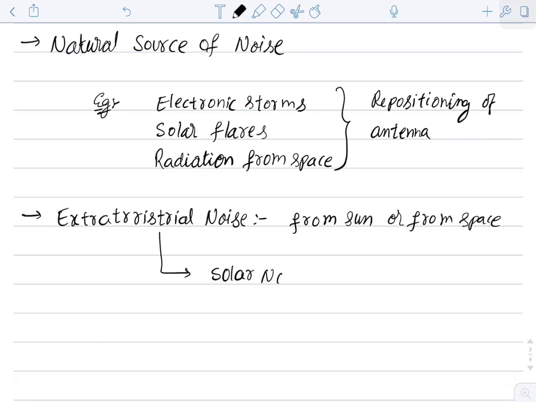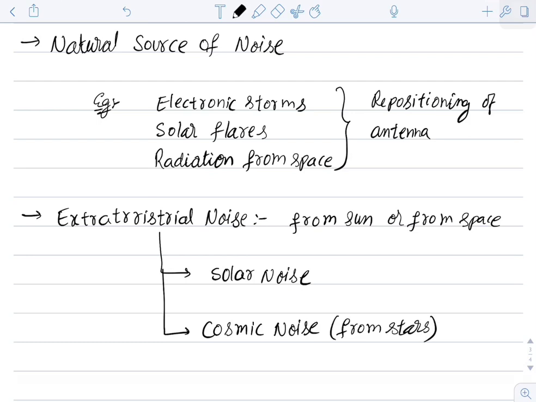The noise which is generated from space, we call extraterrestrial noise. If the noise is due to the sun, we call it solar noise. If the noise is from any other part of space other than the sun, we call it cosmic noise. Generally, that is the noise which is generated in stars. Scientists have observed that the noise from the sun has a period, and that period is around 11 years.